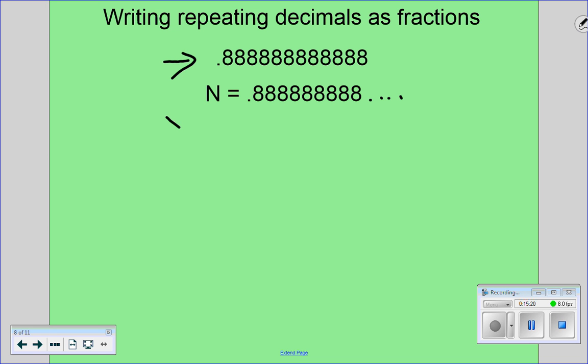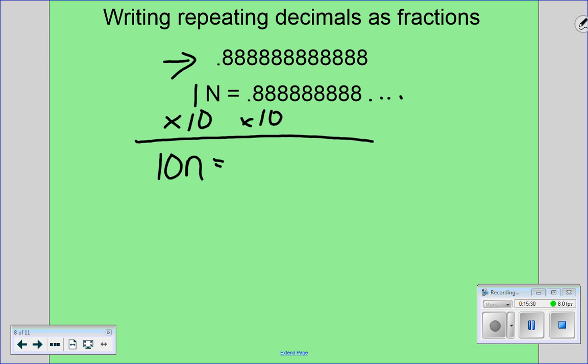So I'm going to multiply this. You can pretend there's a 1 in front of that n if you want. And I'm going to multiply this by 10. Now this is how it looks. 10n equals, now I got to take that times 10. But when I take times 10, what is my decimal really just doing? Just moving over 1 space, right? That's all it's really doing. If I multiply by 10, it just looks like this now.